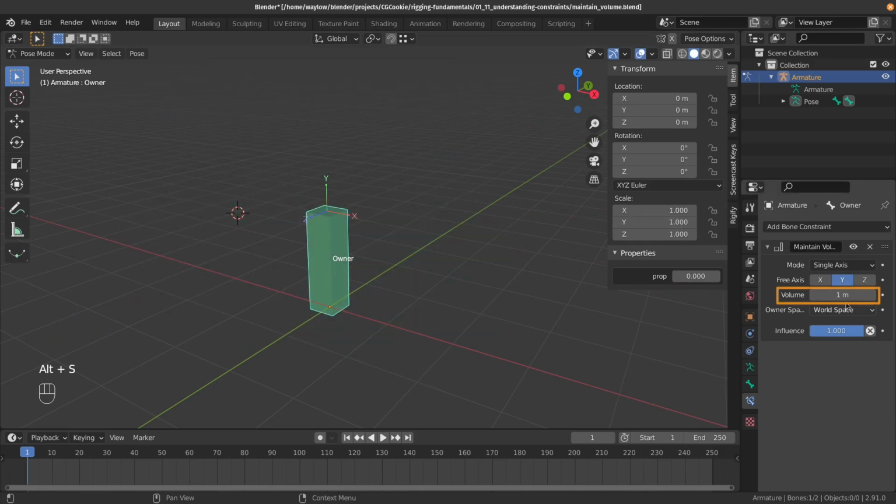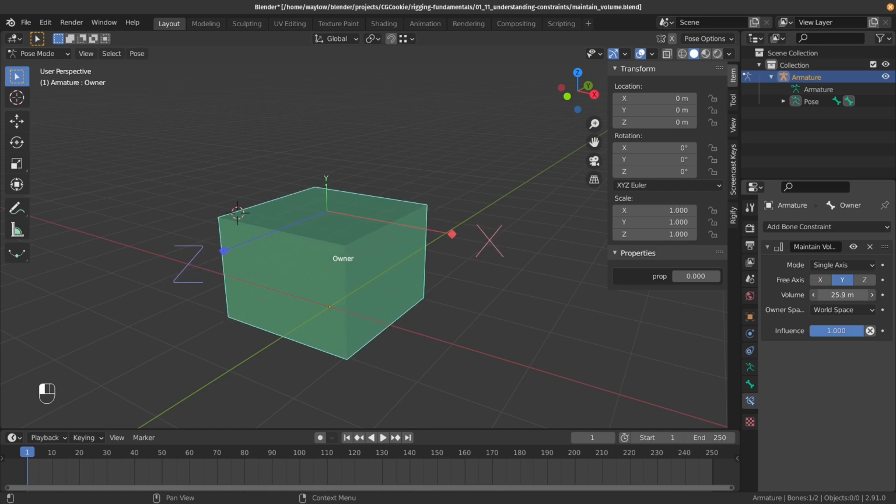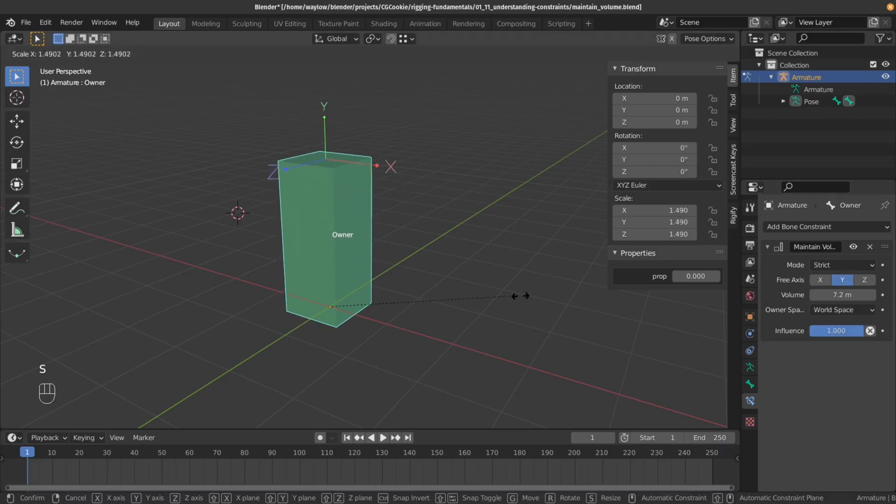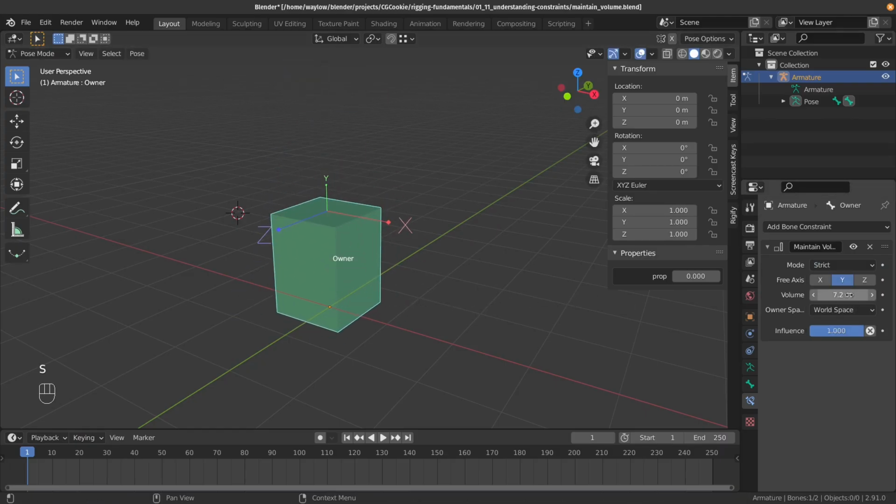This volume setting here, it really shouldn't be in meters like it is here, but that is kind of the volume at rest position. So you can actually change that or drive it if you like, and that will affect the volume of our bone here. But if you do happen to use this constraint, I think you'll find yourself living in a default setting of 1 most of the time. I've never actually had to change this. And the owner space should already make sense to you. So that is maintain volume constraint.